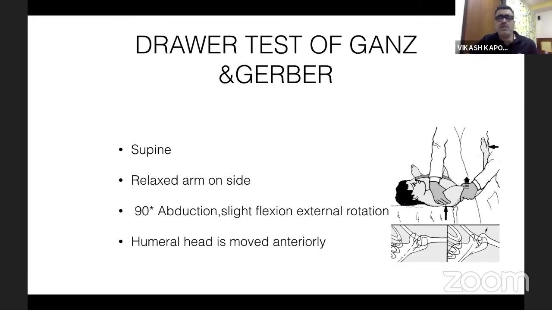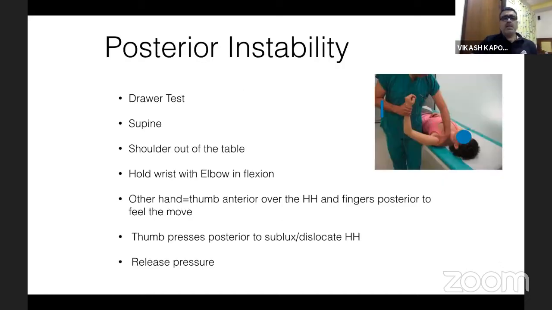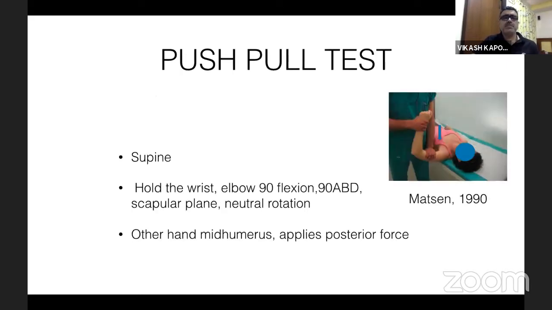The drawer test is a similar type of test while the patient is lying supine. Again, the shoulder is externally rotated in 90 degree abduction and relaxed, and the humeral head is pulled anteriorly like a drawer test after stabilizing the scapula. For posterior instability, similarly, the patient is supine with the shoulder out of the table in a similar position, and we push the shoulder posteriorly and release the pressure.